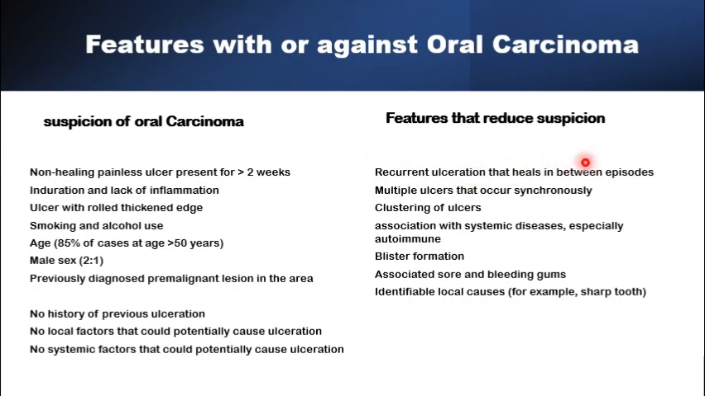On the other hand, the features that may reduce suspicion include recurrent ulcerations that heal in between the episodes. Multiple ulcers would also reduce the suspicion, particularly if they come in clusters. And if the ulcers are associated with systemic disease, particularly autoimmune disorders, and if there is a history of blistering formation or associated with gingivitis, sore and bleeding gums, and if there is an identifiable local or systemic cause, for example, a sharp tooth.